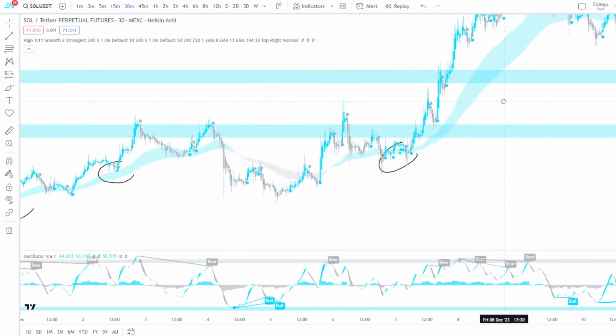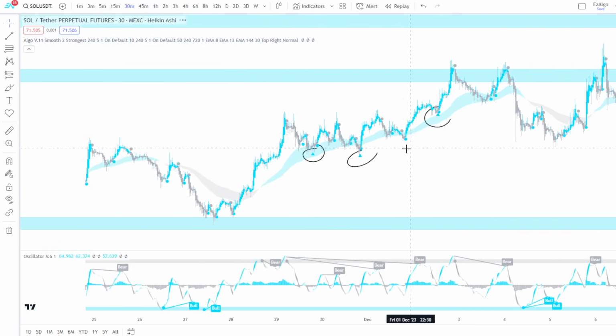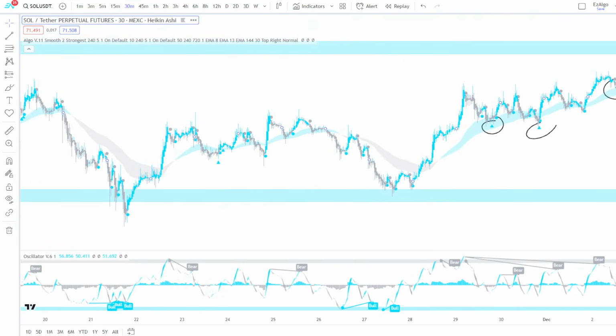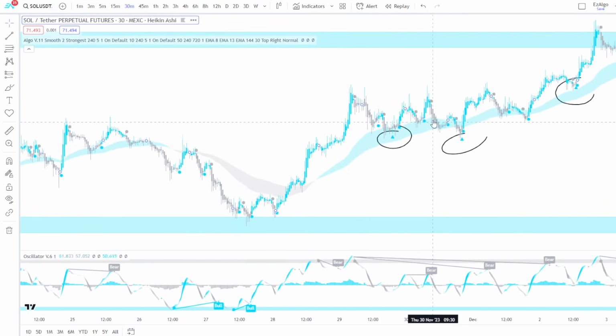So like I said, by default, the AI signals will be moderate. Feel free to change this to strong or strongest. Just note that when you increase the strength, you will see less signals, but these signals will be more accurate.